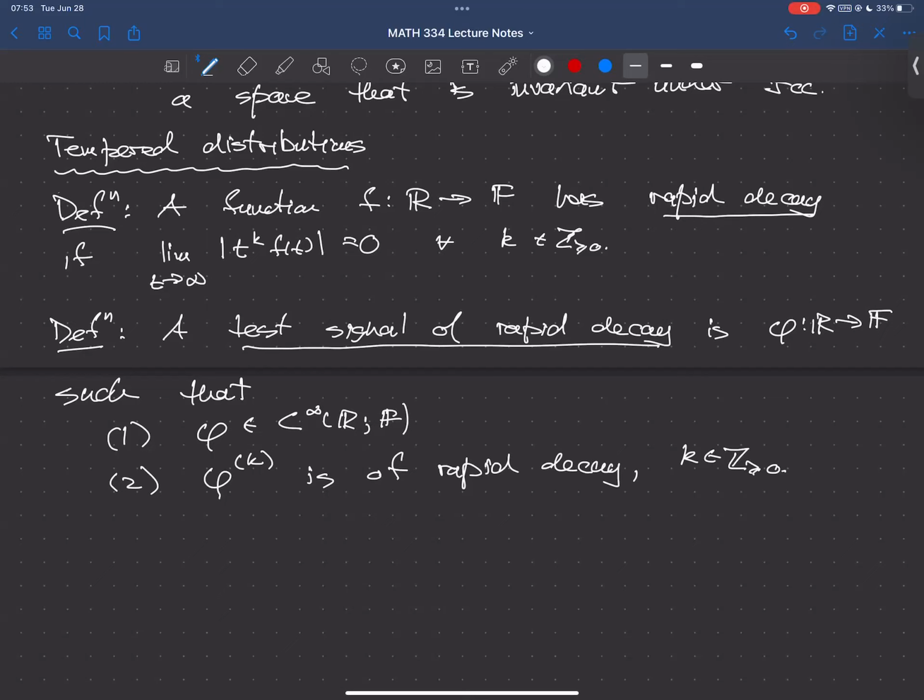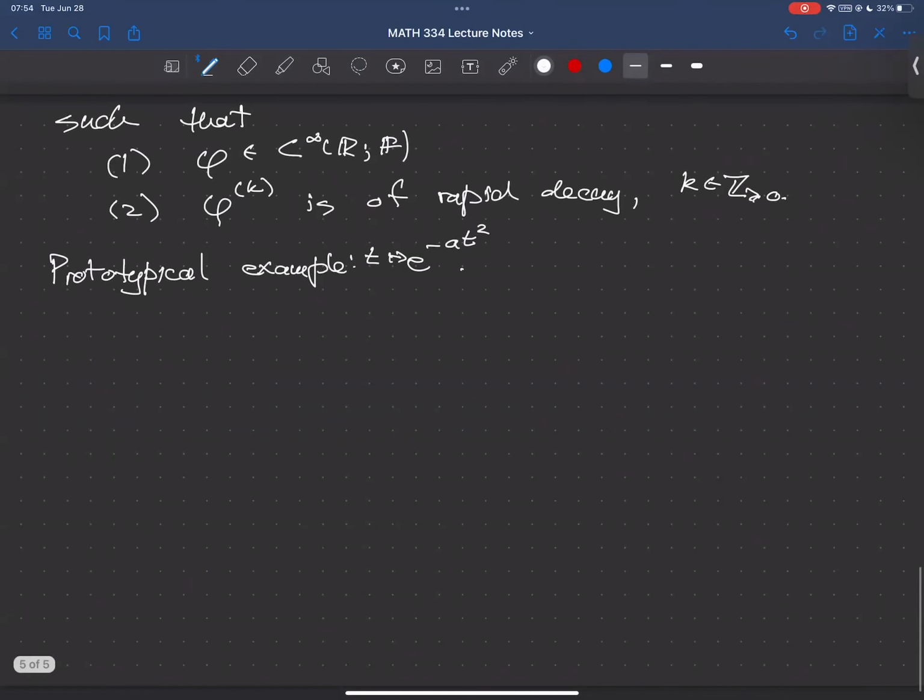There are lots of properties of these things that are more or less routine. There's a prototypical example, and that is the Gaussian. The Gaussian is infinitely differentiable and it decays to zero faster than any polynomial. So this is our new class of test signals.